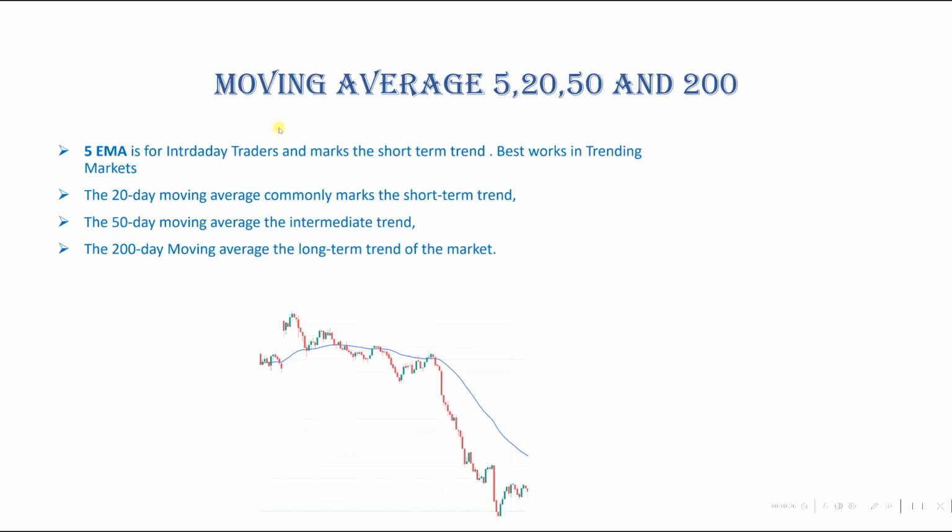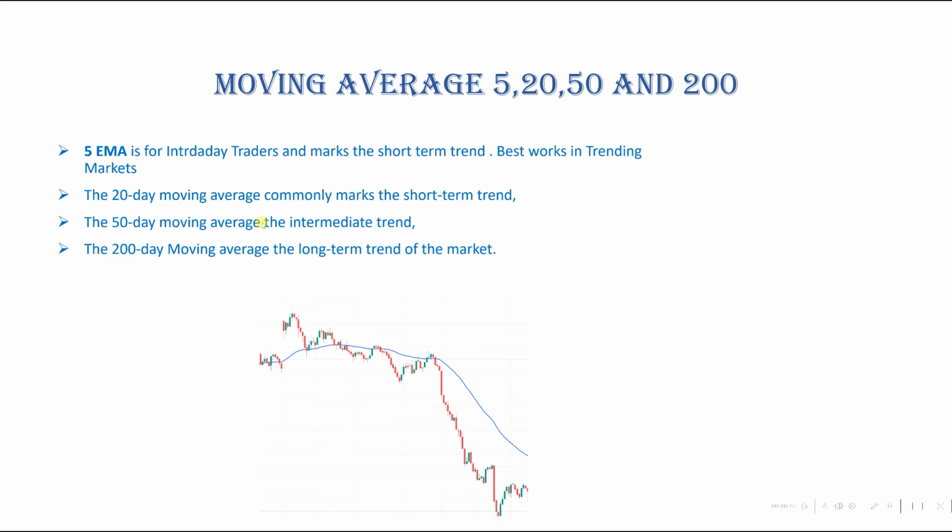The most important EMAs are the 5, 20, 50 and 200 EMA. The 5 EMA, we already know, is used for intraday traders and marks the short term trend of the market. This will work best in trending markets. If we are in a long trade, we can go along with the 5 EMA, and likewise for a short trade. The 20-day moving average commonly works with the short term trend.